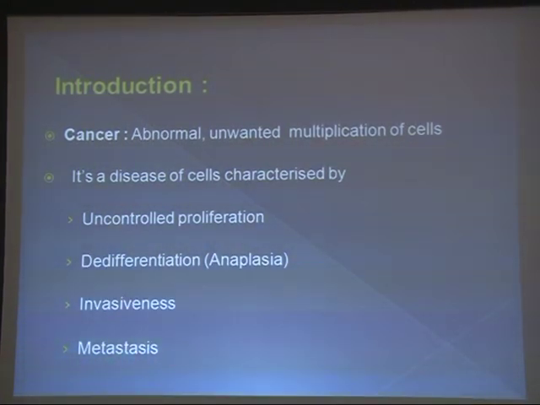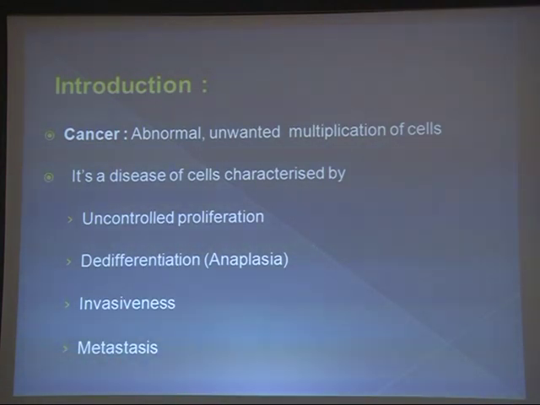The cells go on multiplying as if they have forgotten to die, and this abnormal multiplication of cells leads to cancer. It's a disease of cells characterized by uncontrolled proliferation. The cells go on proliferating uncontrollably. And there is de-differentiation, that is anaplasia. Let us try to concentrate on this particular word, anaplasia. What it is, a de-differentiation.